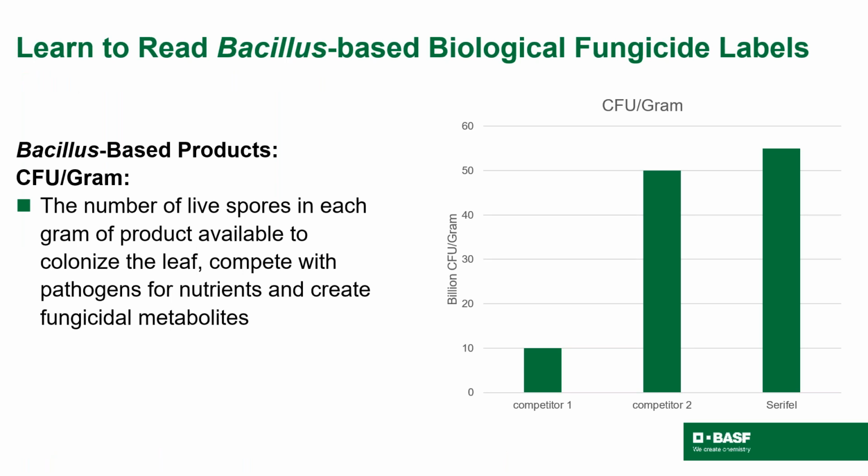The next thing I wanted to talk about is reading a bacillus-based fungicide label. Unlike traditional fungicide labels where you look at the amount of active ingredient, usually in grams per liter or as a percentage, a bacillus-based product will give you CFUs per gram. CFU stands for colony forming units. This is the number of live spores in each gram of product. Live spores that are available to colonize the leaf, compete with pathogens for nutrients, and create fungicidal metabolites.